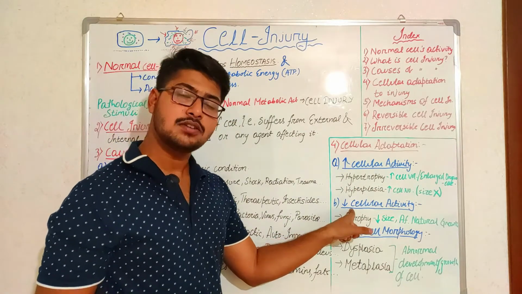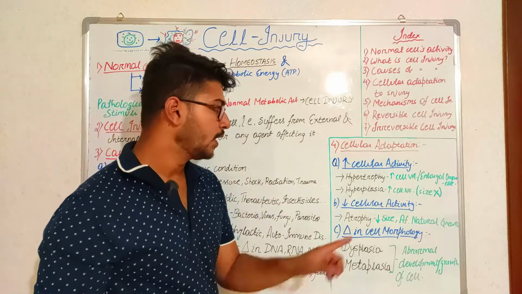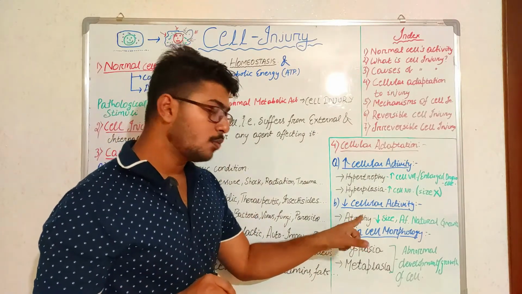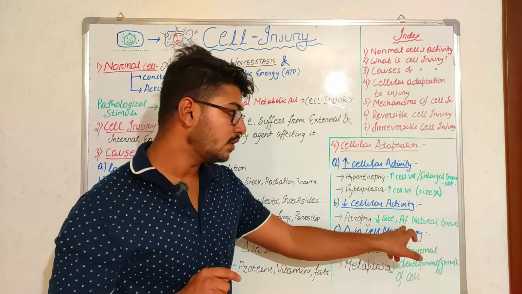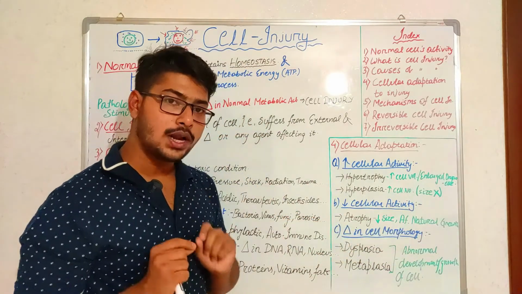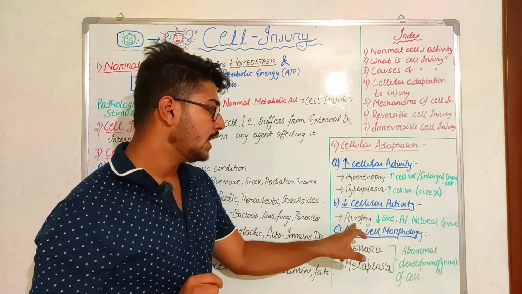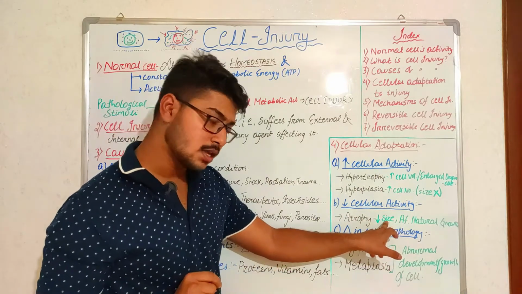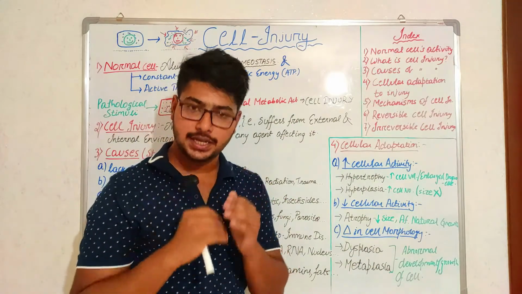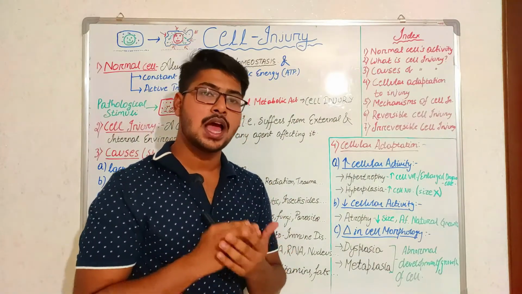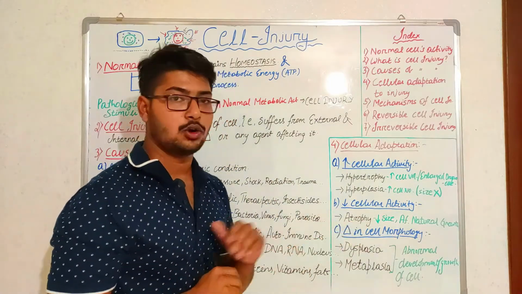Then comes the decrease of cellular activity. When the cellular activity decreases due to pathological stimuli, it is called atrophy. In atrophy, the size of the cell decreases, and this occurs after natural growth. But one important thing comes here: hypoplasia. In hypoplasia, there is a decrease in size before attaining natural growth. If the size decreases before natural growth, it is called hypoplasia, and if the cell decreases its size after natural growth, it is called atrophy.